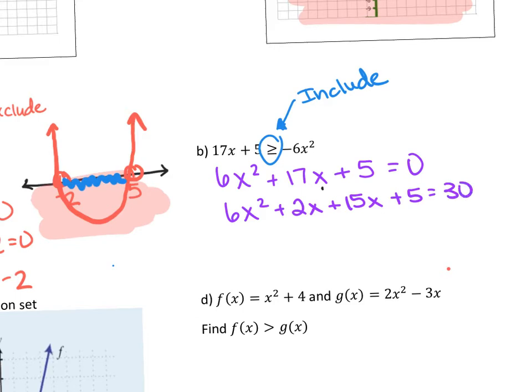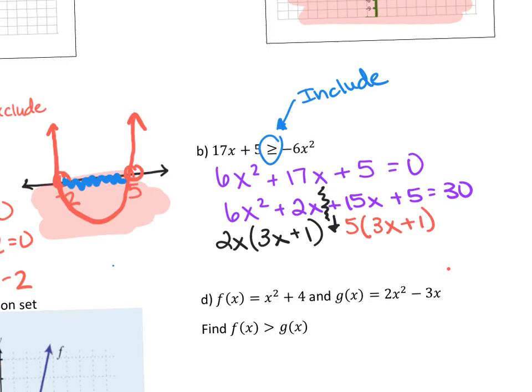And by grouping, I can now separate this into 2 parts. On the left-hand side, what do they have in common? A 2x. So I'll factor that out. And when I factor out a 2x, I get 6 divided by 2 is 3x. 2 divided by 2 is 1, so that's just 1. Bring this sign down. On the right-hand side, what do they have in common? A 5. 15 divided by 5 is 3x, and 5 divided by 5 is 1.